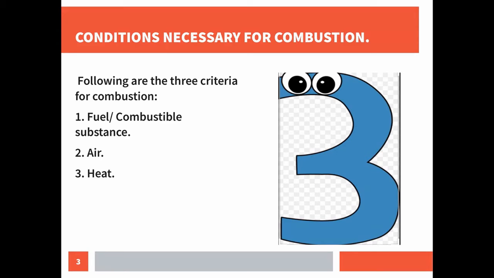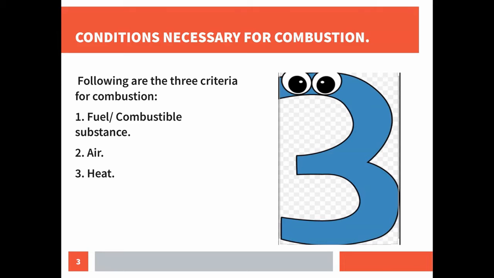Now that we have understood combustion, which kind of substances undergo combustion, what do you think? Do you think that combustion can happen just anytime we want? So any substance, maybe a paper, will just start burning on its own anytime? Had that been the case, it would have been fire everywhere and everything would have got burned by now. But that doesn't happen, right?